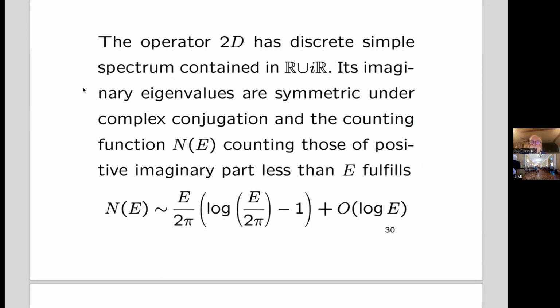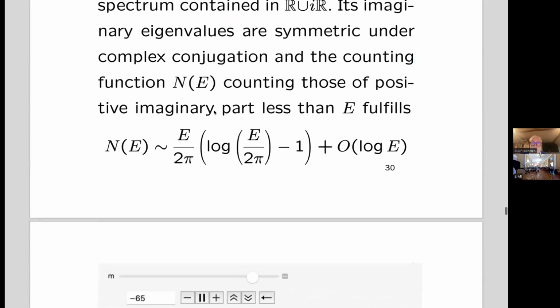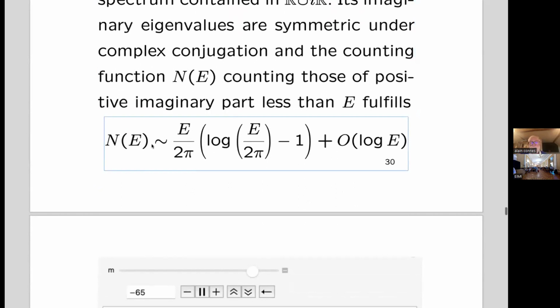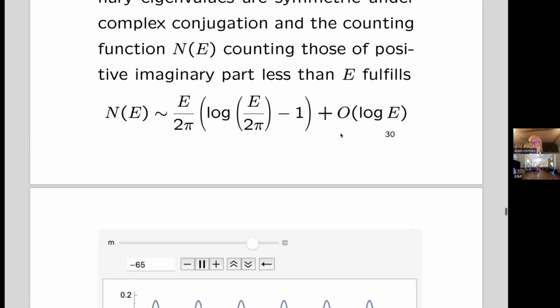So when you take the square root, which is the Dirac operator, we are very much in the Lorentzian situation in which the square of the Dirac is self-adjoint, but it's not a positive operator because you have positive and negative eigenvalues. And this corresponds exactly to what we expect. So the number of non-trivial eigenvalues is in fact equivalent to e over 2 pi times log of e over 2 pi minus 1 plus a logarithmic term.